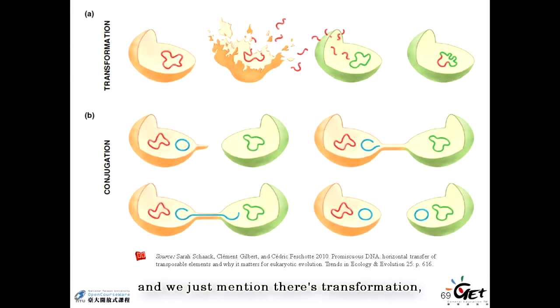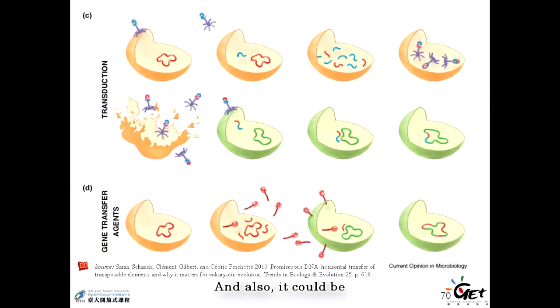mechanisms, of course. We just mentioned transformation, which means that the material is directly taken up from the environment, and the naked DNA is integrated into the genome. That's called transformation. And conjugation usually replicates the plasmid and copies it through the channel of the pili. It could also be carried out by a vector, like in the case of phage. And that's called transduction.